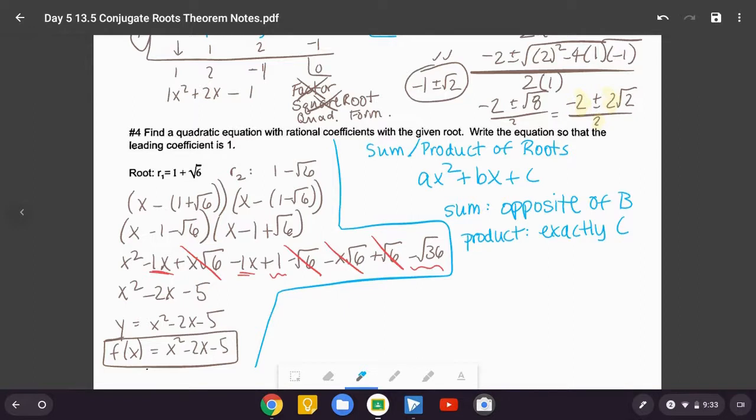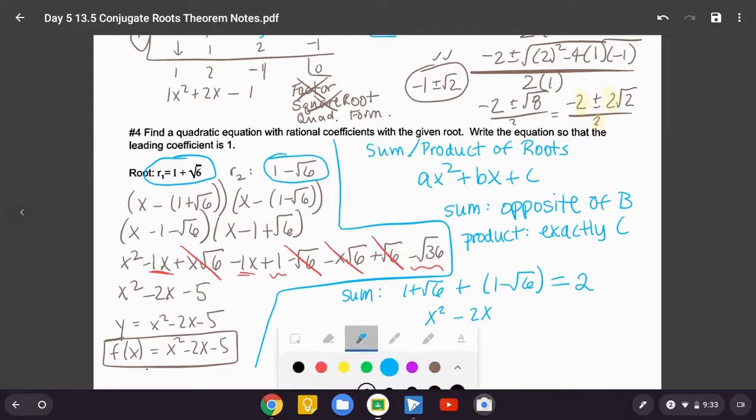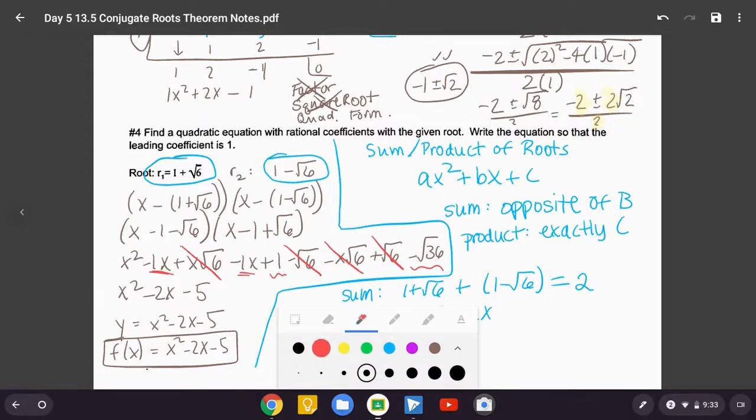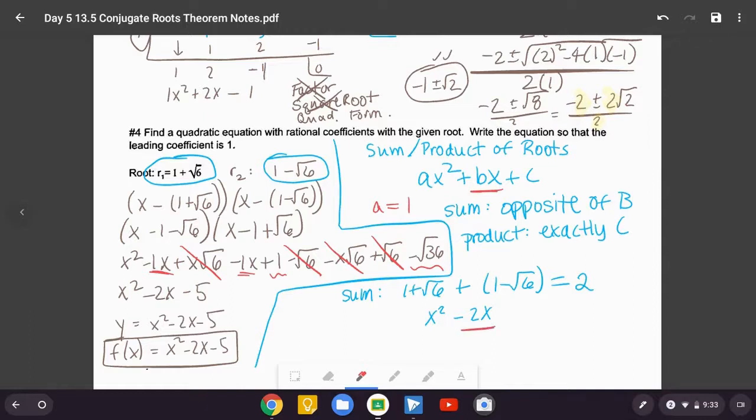So I know that my roots are 1 plus root 6 and 1 minus root 6. If I were to find the sum of those two roots, I would add together 1 plus root 6 plus 1 minus root 6. And I add those together and I get 2. So that tells me that I should have x squared minus 2x, right? I also know that a has to equal 1. All right, so opposite of b gives me this minus 2x portion.